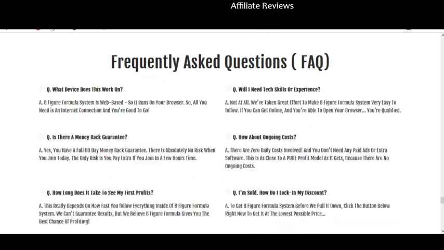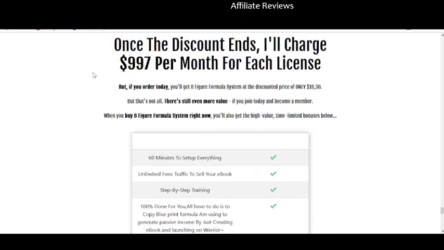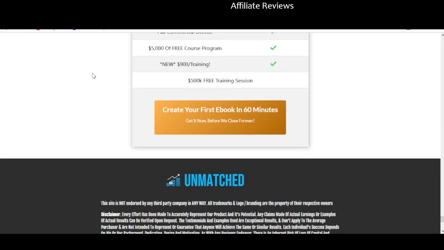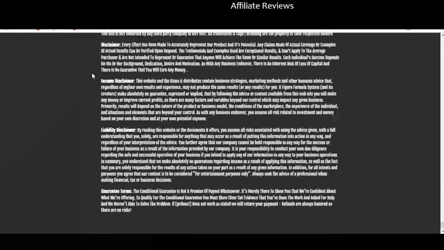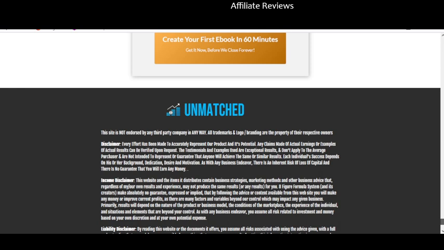We got some FAQs here. I'm not going to look at those. Got a bunch of other stuff. Once the discount ends, they'll charge $997 per month for each license. Probably not. And again, one of the reasons I'm saying that is that almost no one ever does this, because at $997 per month, no one's going to buy the product. But it looks good, and it's like when we see the timers up, and just don't. Okay, we've got disclaimers down here. Take the time to read through those.